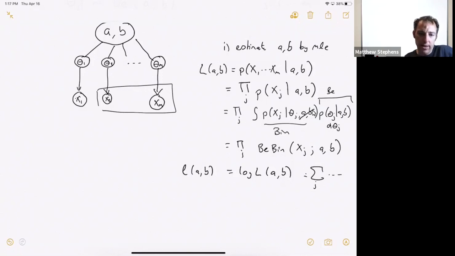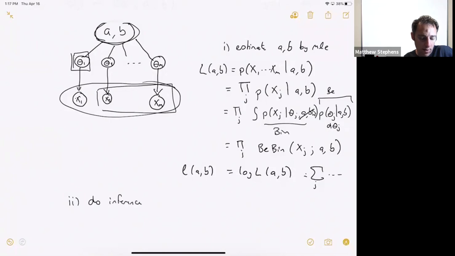So the idea again is using all this data x to estimate a and b, and then when estimating x1, we're going to use the estimated values of a and b, let's call them a hat and b hat, and the value of x1 to get the posterior distribution for theta. So step 2, we're going to do inference for theta j, let's say, based on the posterior, which is p of theta j given a hat, b hat, and xj.